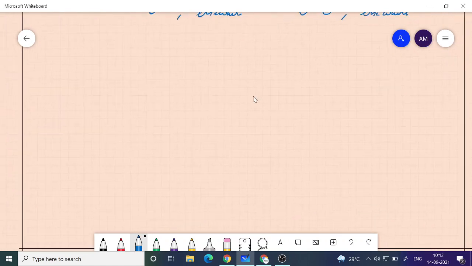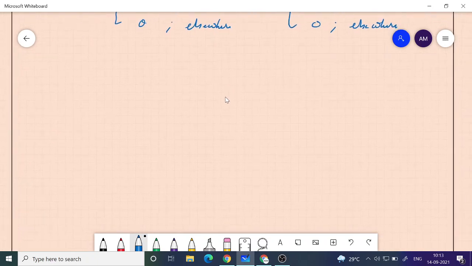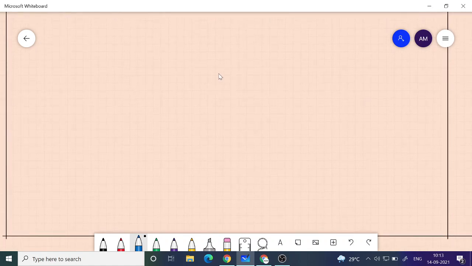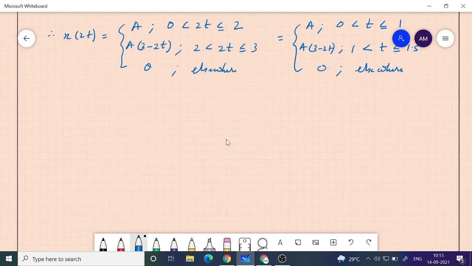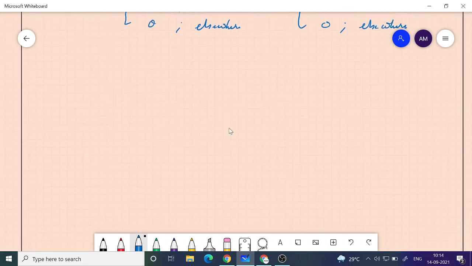Okay, so now we have seen 3 operations, and in most practical cases, these transformations are not separate. You need to do multiple transformations at the same time. That means shifting, scaling, and time inversion, all put together into a single transformation. Okay, so let's look at an example. Let's take a different example. So now example 2.